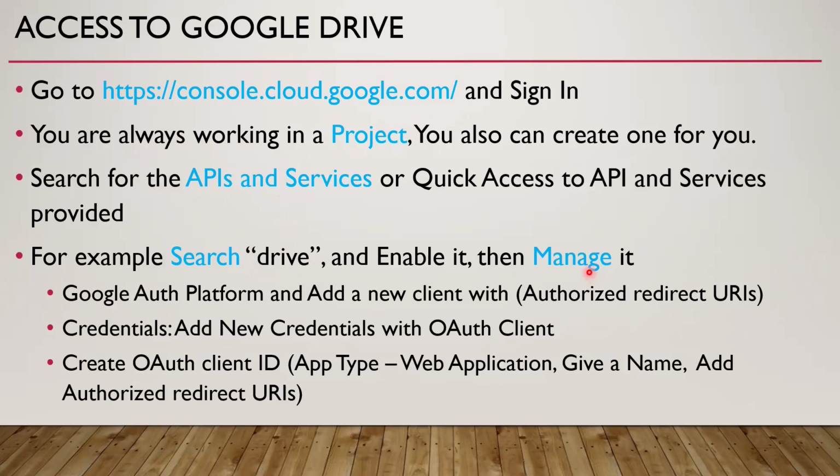If it is already enabled, we need to manage it, and then we can have Google Auth platform and add a new client with an authorized redirect URL. Then in credentials, we add new credentials with OAuth client, and then we create an OAuth client ID where the application type should be web application. We provide the name of the application and we add the redirect URL.